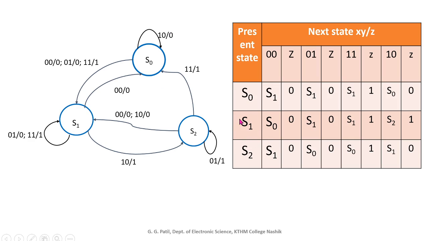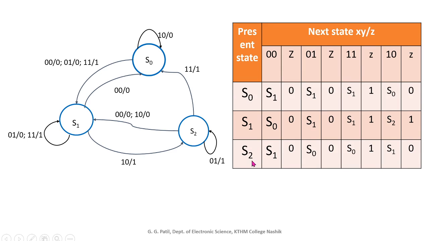Then starting with S1 state, if the input is 0, 0, next state is S0. So it will go to S0. If the input is 0, 1, the next state is the same state and output is 0. If input is 1, 1, again the next state is the same state, output 1. And the last, when the input is 1, 0, next state is S2.